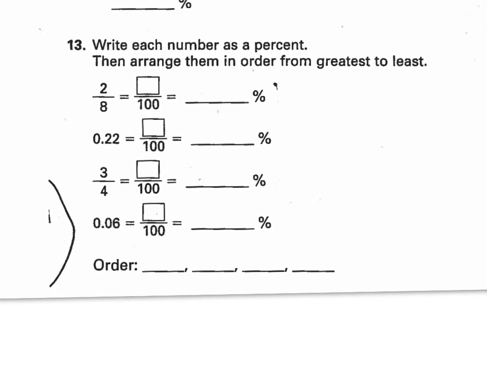In this question, you're going to find the percent for each fraction. Make an equivalent fraction out of 100, and it will give you your percent. Then, order them from greatest to least. Remember, if you can't go from 8 to 100, you can reduce the fraction to a number that will multiply to get 100.